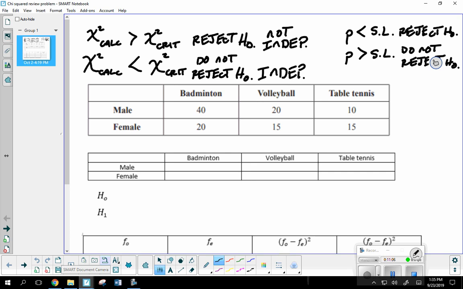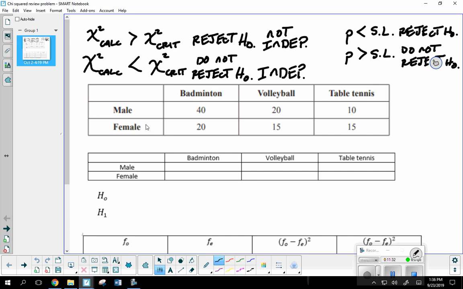Okay. So I've got some observed data for you right here. It looks like I'm comparing gender to the choice of a particular sport. And yes, I'm just going to say table tennis is a sport, just for purposes of this problem. So there's a couple things I want to do. You'll notice I've got down here H naught and H sub 1.